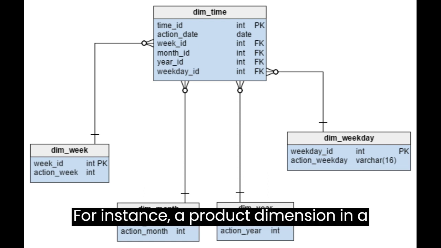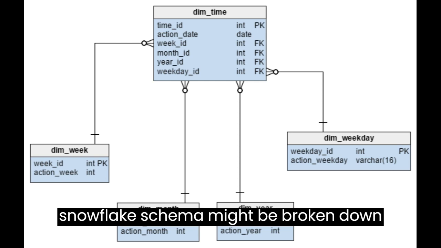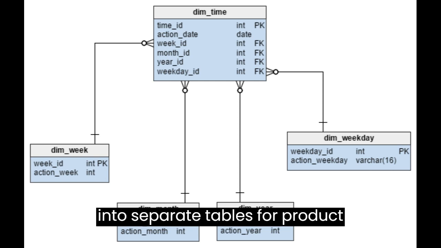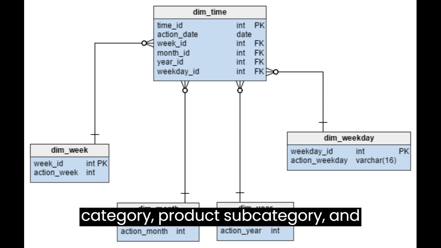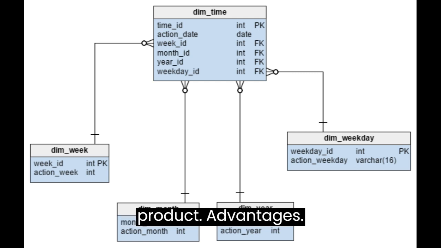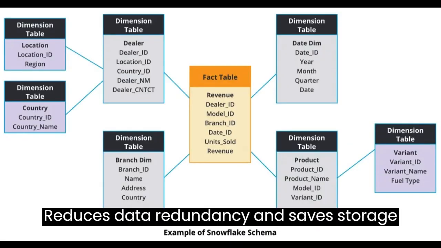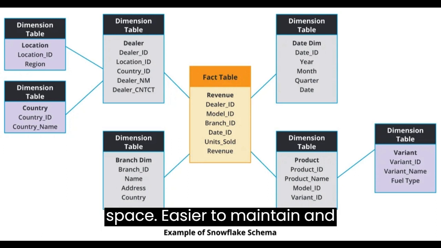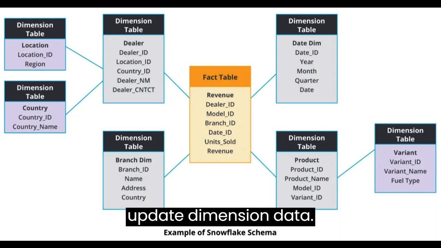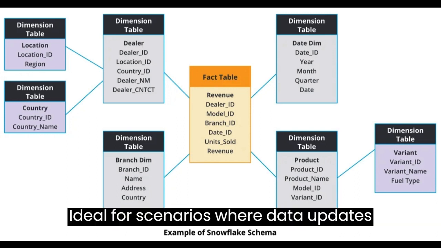For instance, a product dimension in a snowflake schema might be broken down into separate tables for product category, product subcategory, and product. Advantages: reduces data redundancy and saves storage space. Easier to maintain and update dimension data. Ideal for scenarios where data updates are frequent.